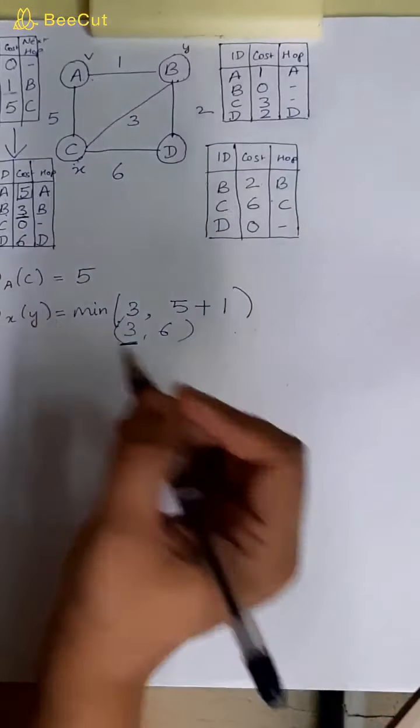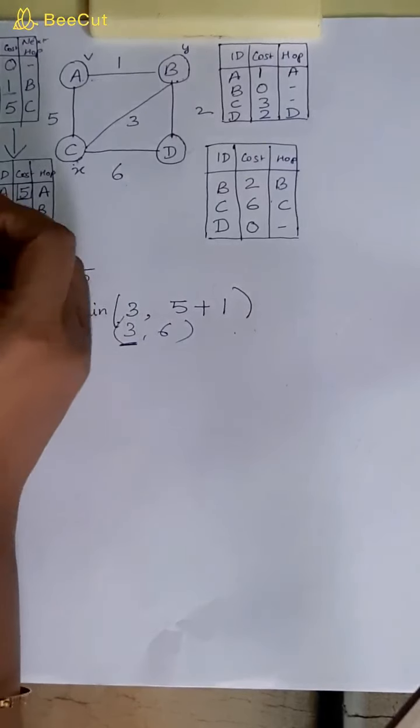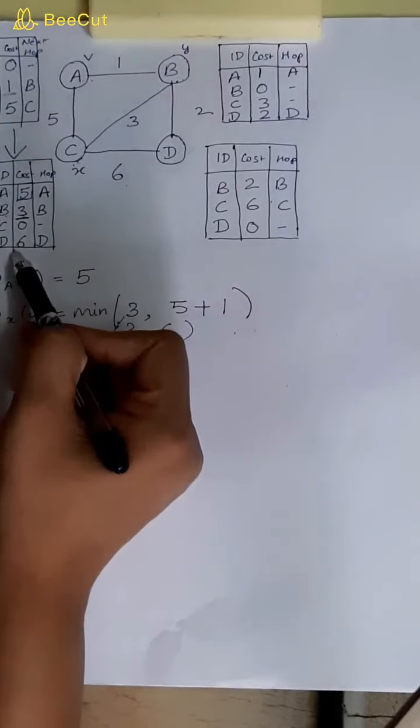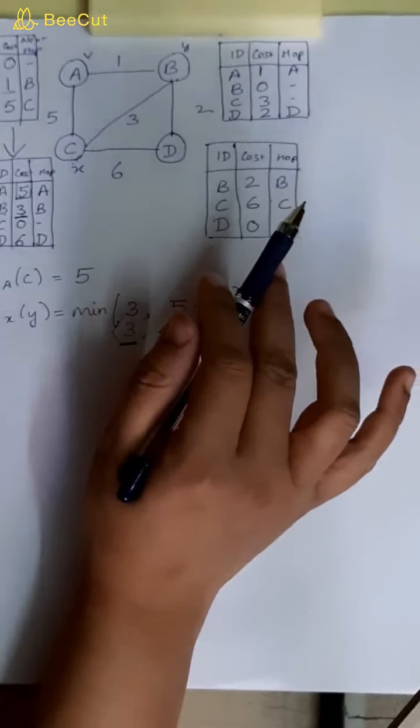Okay. Again, for C, there is no need. For D, there is no entry in A. So we'll keep as it is. Okay. So there will be no difference in this case.